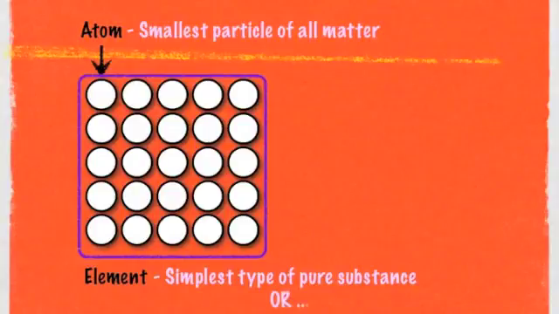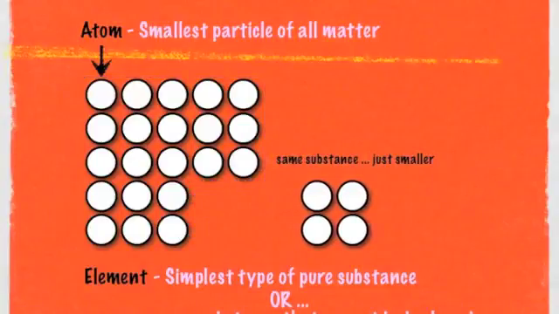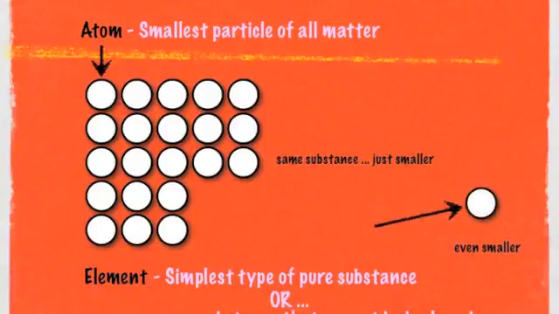Another way you can define an element is any substance that cannot be broken down into another substance. As you see, I have just broken off a piece of that element. It's still that same element, isn't it? And you can tell that because it's made up of the same types of atoms, those white atoms there. I could even break it down further. That's still an element, isn't it? Because the only thing that makes it up is that same pure substance, that same atom.